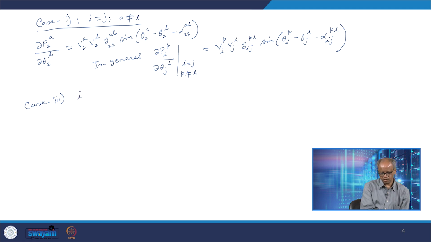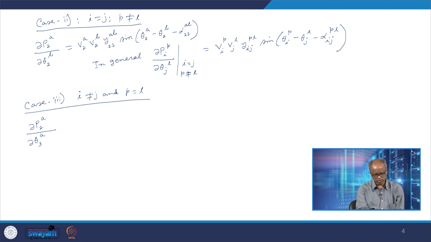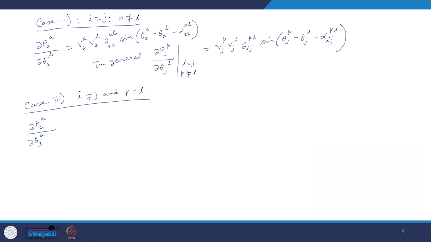Case 3 is I is not equal to J and P is equal to L. So this is case 3. So that means del P2A by del theta 3A. P is equal to L but not theta 3, say theta 1. But then here in this case actually theta 1A will not exist, right. Theta 1A will not exist.